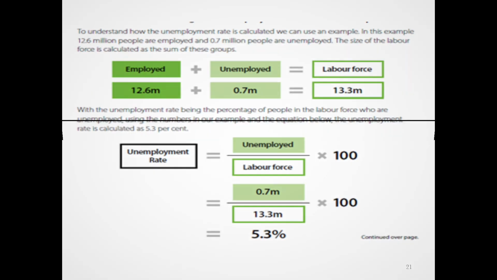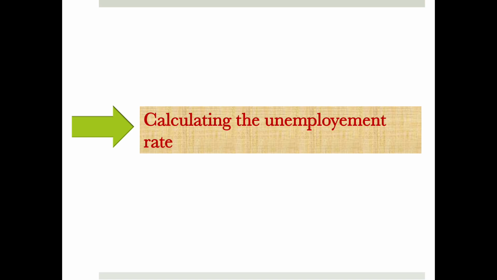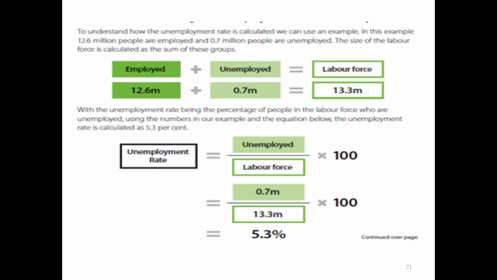We have the employed plus the unemployed. It will give us the labor force. So here we have 12.6 plus 0.7 million. It will give us 13.3 million as workforce. And in order to calculate the unemployment rate, the formula is like this.